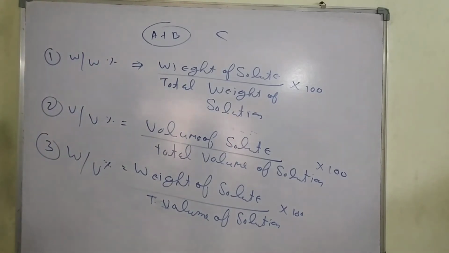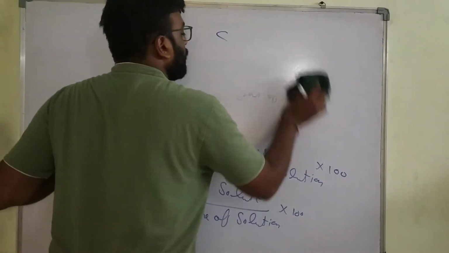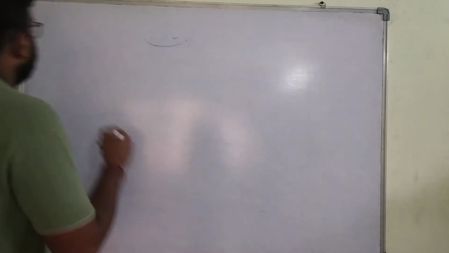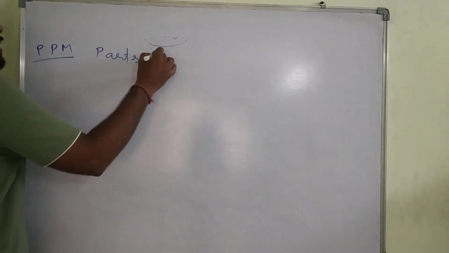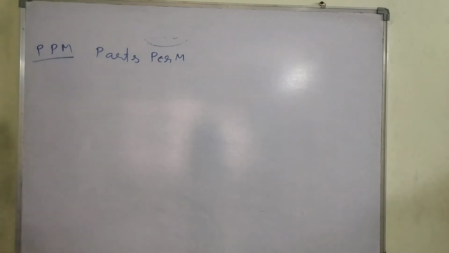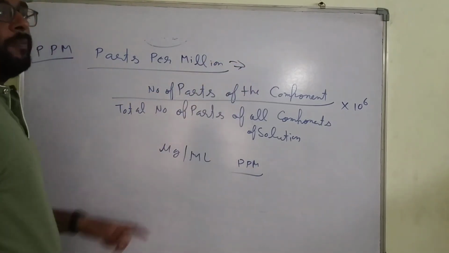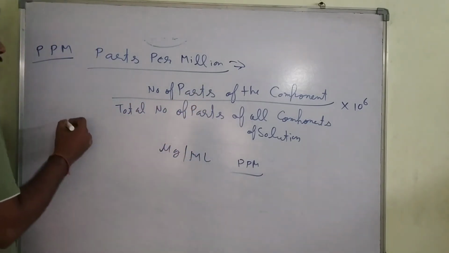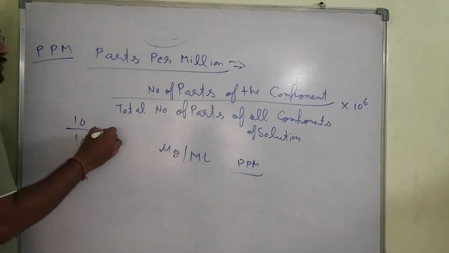Next topic is ppm. What happens with ppm? ppm is parts per million. Okay, next topic is parts per million. Parts per million equals number of parts of that component upon total number of parts. Suppose I have to find 10 parts in a million: 10 upon 10 raised to power 6.